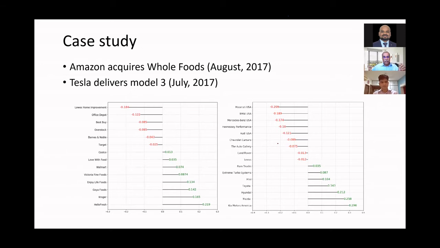Now, we did some case studies. We said, okay, Amazon acquired Whole Foods in August 2017, and Tesla delivered Model 3 in July 2017. So what we did was a pre versus a post, all right? Before Amazon acquired Whole Foods, how does the map look? And after Amazon acquired Whole Foods, what happened to the map structure? You can see here the changes that occurred in terms of the cosine similarity. So, for example, with Lowe's, Home Improvement, Office Depot, Best Buy, Amazon is moving away from those brands, that is most of the retail brands, and gets closer to Costco, Love with Food, Walmart.